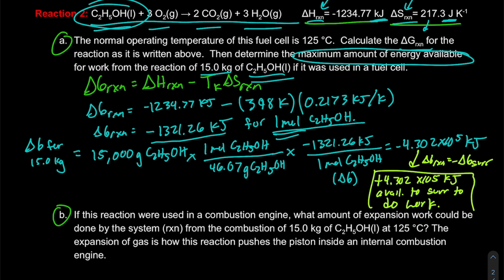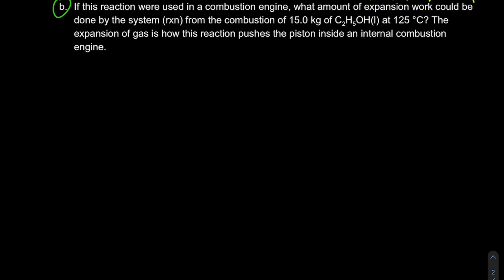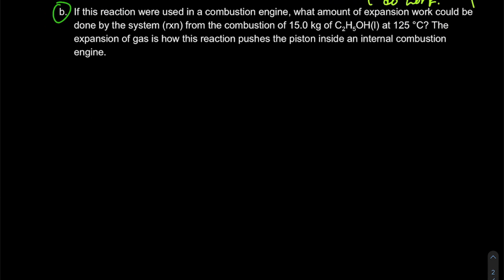Now in our next one, we're being asked to think, if this reaction were used in a combustion engine, what amount of expansion work would be done by the system or the reaction? So we're actually looking at expansion work. Anytime we see work, we may think delta G. But here we're looking at expansion work, and that would mean the work the reaction does is negative change in number of moles of gas times R times T. And again, we're going to scale it to the 15 kilograms of ethanol at 125 degrees Celsius.